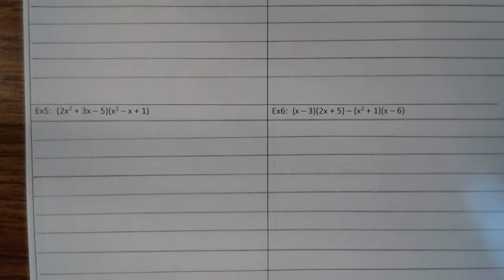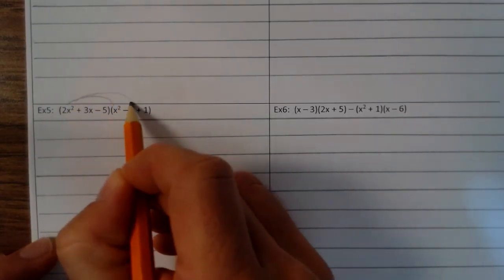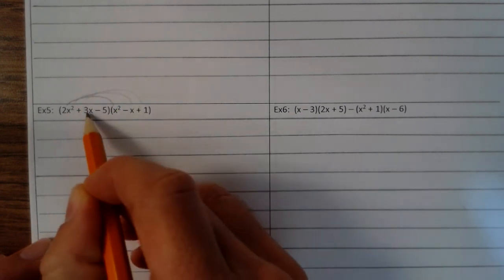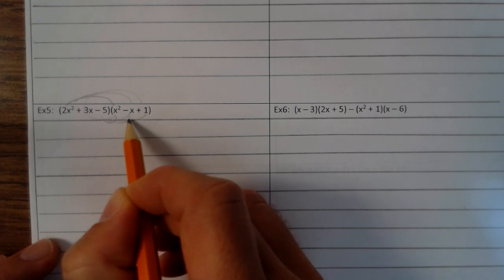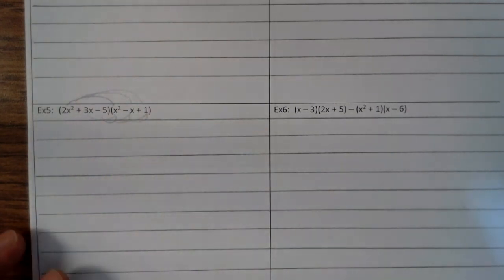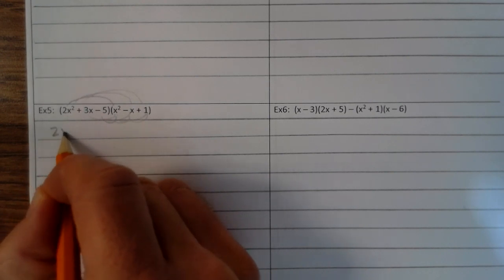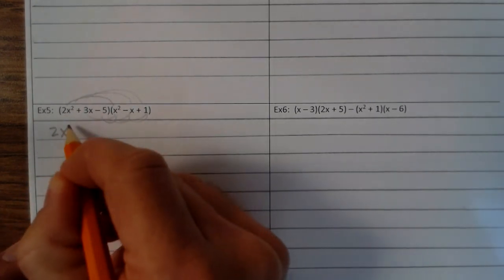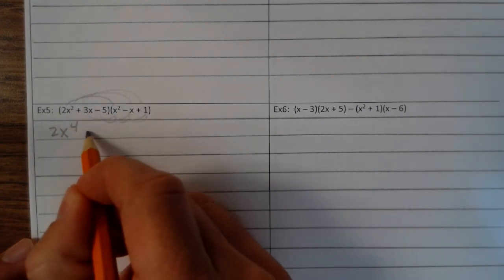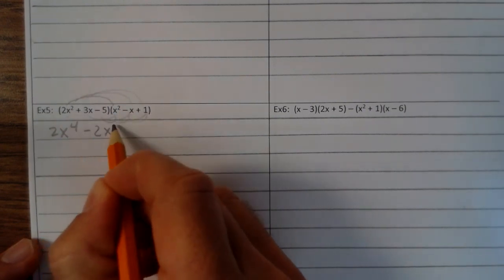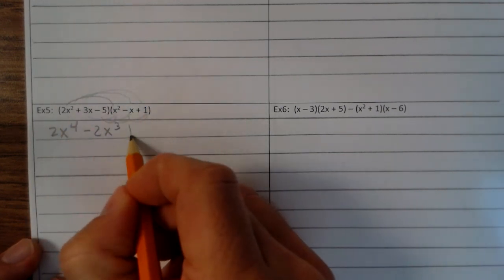So here we're going to multiply 2x squared times negative x squared, x, and 1, and then 3x times, and then negative 5 times each term. Okay, so let's go ahead and do that. 2x squared times x squared is 2x to the 4th power. 2x squared times negative x is negative 2x cubed. 2x squared times 1 is plus 2x squared.